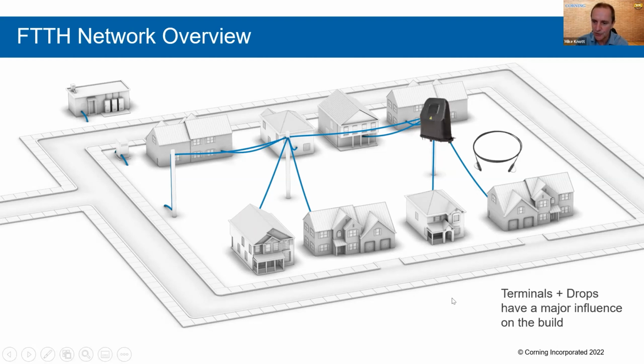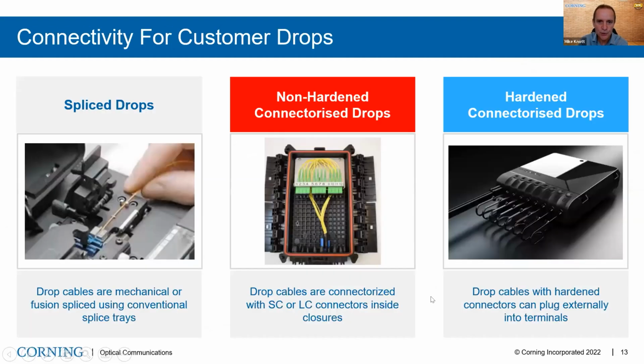The terminals and the drops have a major influence on the build process, and that's what I want to focus on and talk about here. There are 3 main ways of doing this: spliced, non-hardened connectorized drops, and hardened connectorized drops. Spliced is similar to a copper drop or a coax drop, I suppose.